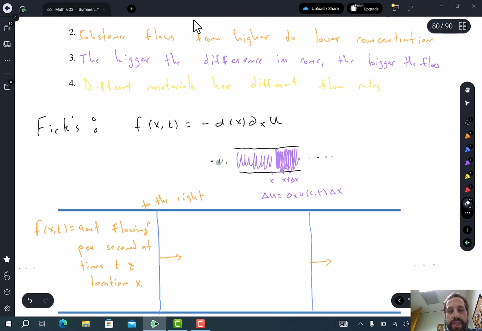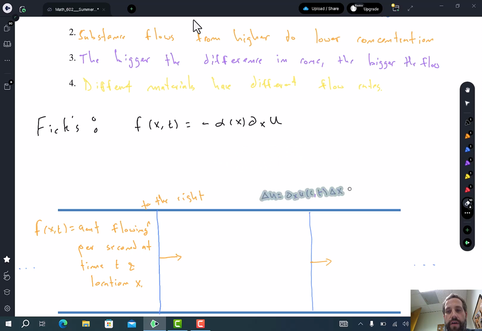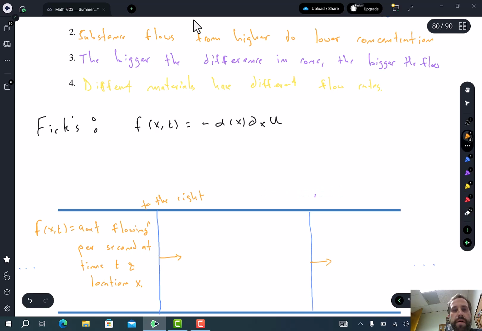Okay, so I'm going to erase this, and let's talk for a minute about units, because as you might see, the units of f and the x derivative of u do not match up. So what are the units of f? Well, remember, this is going to be the amount per second. I'll just say kilograms per second. Kilograms, it could be moles or something like that. Okay, so what is this?